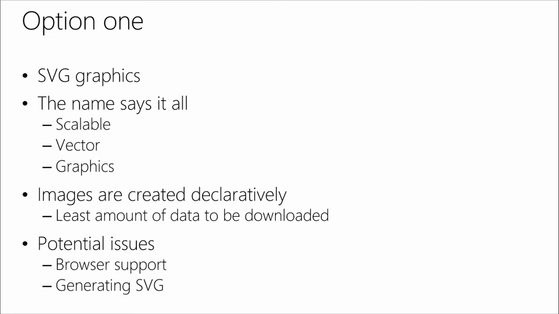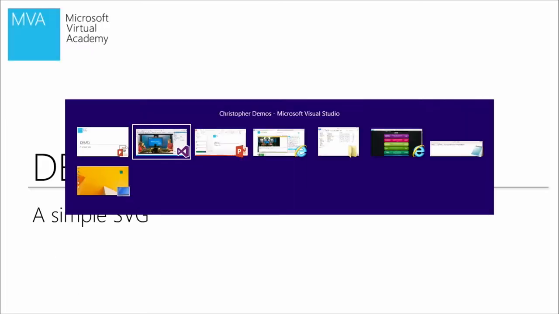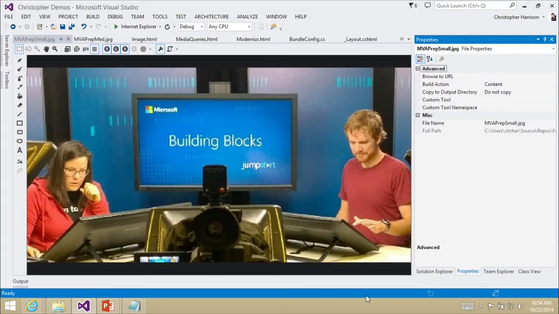And what's nice about this is that the images are created declaratively. It's quite often a lot less data that's going to be needed. The problem, however, is some browsers don't support this. And you also have to go in and generate the SVG. I'm going to show you a simple SVG here. Let me go back to Visual Studio. There we go.